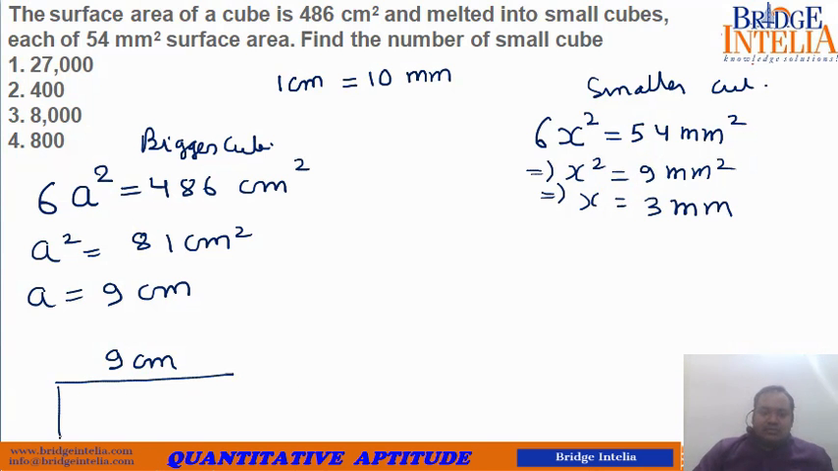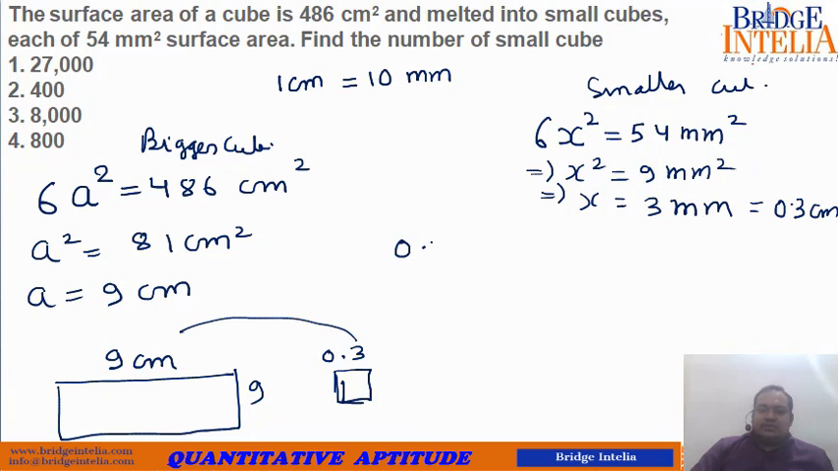So a cube which was 9 centimeters in edge was scaled down into smaller cubes having side 3 millimeter. So 3 millimeter can be written as 0.3 centimeter. We have to keep the unit the same. Now the question is, how many smaller cubes will get generated? Now look at the scaling factor. Scaling factor 0.3 and 9. So 0.3 is to 9. This is the scaling factor.